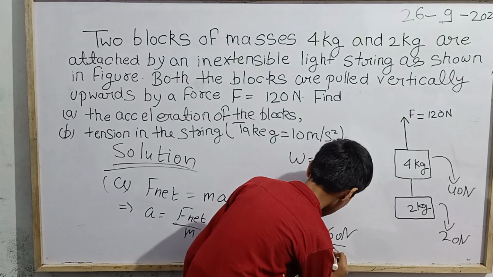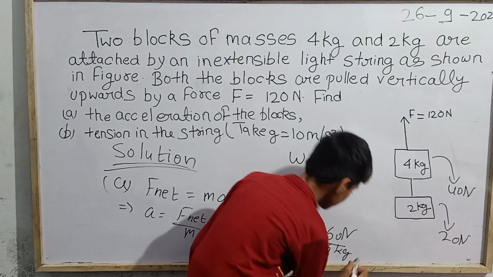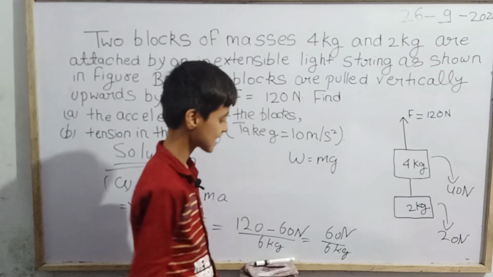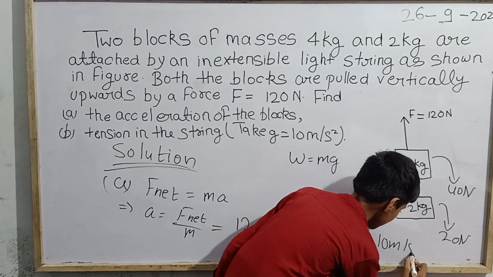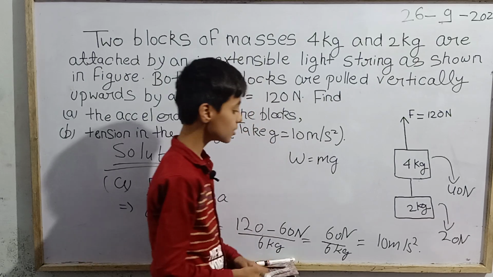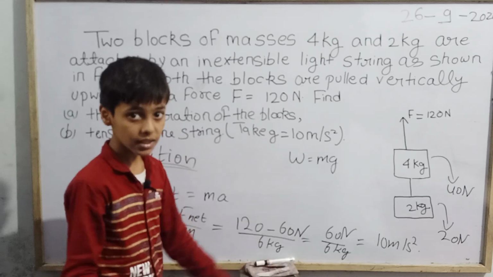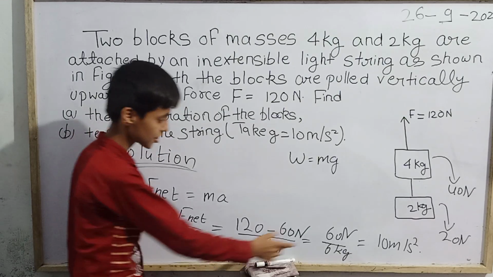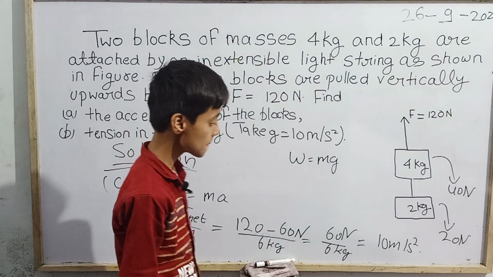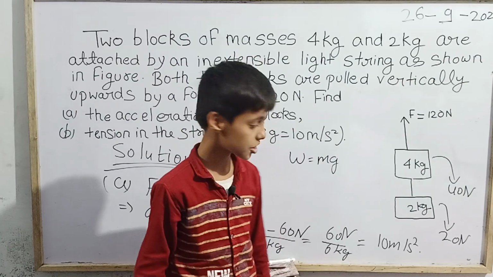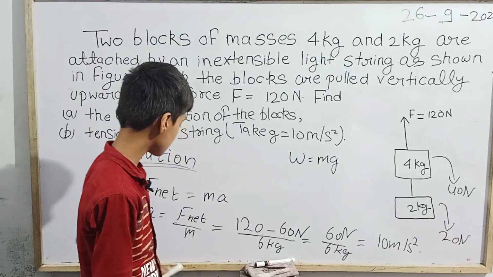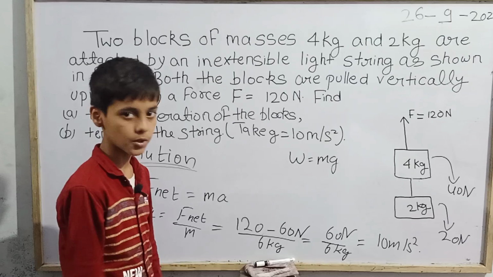60 newtons divided by 6 kg, which is 10 times, equals what? 10 meters per second square. Remember, we have to put the unit of acceleration, not go according to this unit. What is the SI unit of acceleration? That is meters per second square. So acceleration is 10 meters per second square.